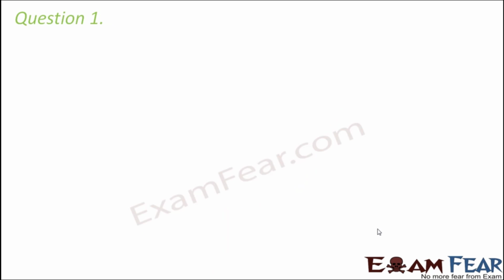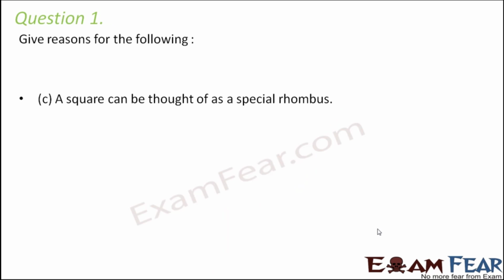Now it's question time. Question number 1. Give reasons for the following. A square can be thought of as a special rhombus.